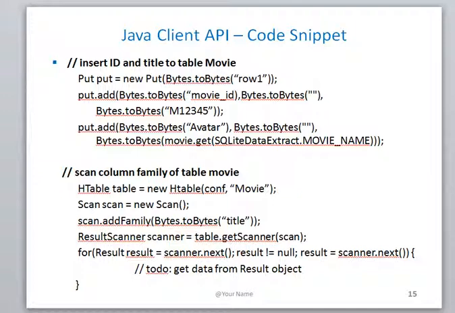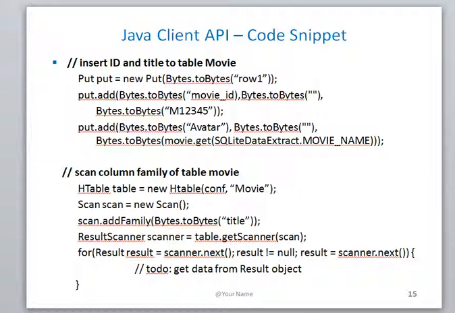Here is another example. This code is used to insert the movie ID and movie title into the movie table. We use the put command. Keep in mind that you have to serialize the data. The byte objects are what we can use to accomplish that.